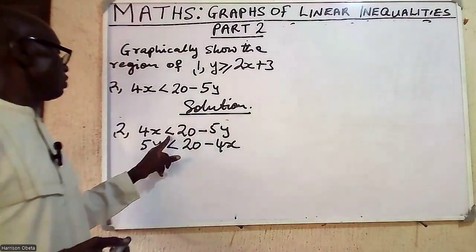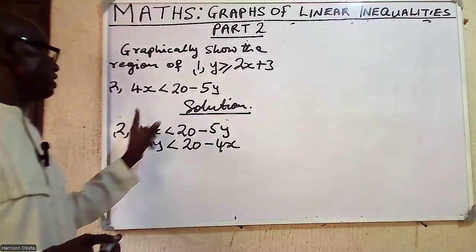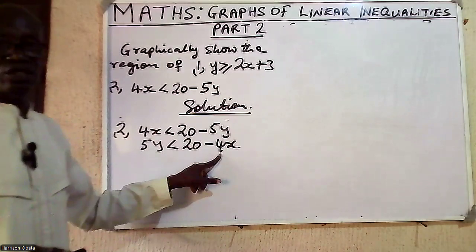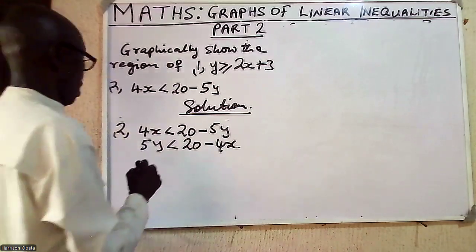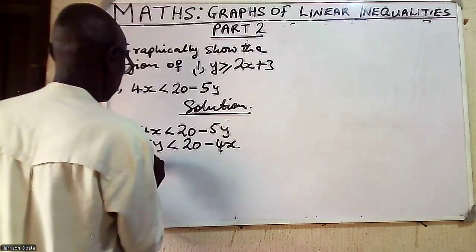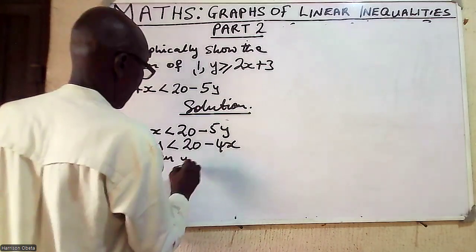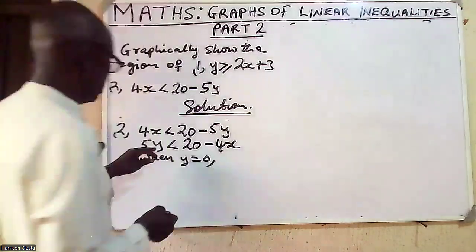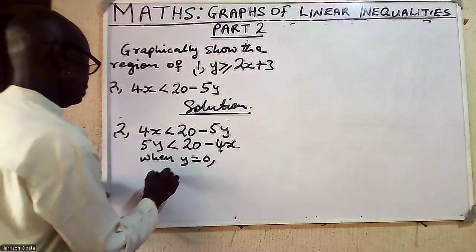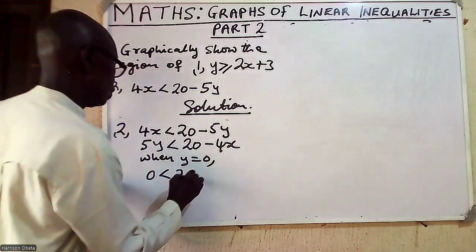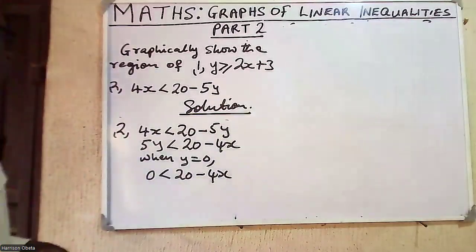Remember, minus crossing the equality sign will change to plus. Plus crossing the equality sign will change to minus. That's why we are now having it like that. So we apply the same formula. When y is equal to 0, it means that the whole of this will be 0. It will now be 0 is less than or equal to 20 minus 4x.